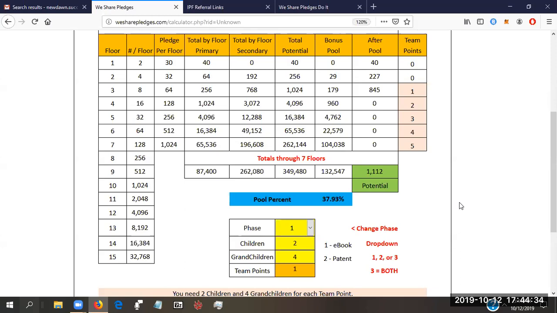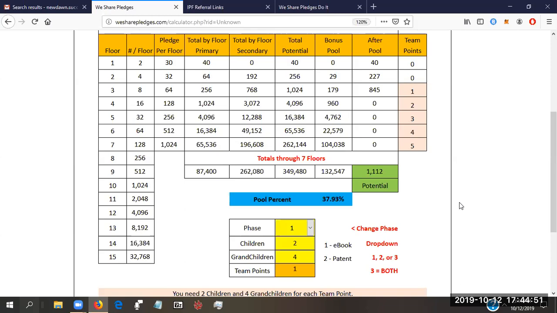Look at the numbers above the 349,480. Any way you choose it, you're getting paid out in real time in Bitcoin as these pledges come up, and these are the pledges associated with it. So there's nothing hidden here.